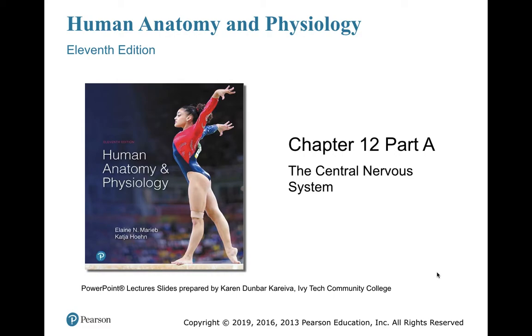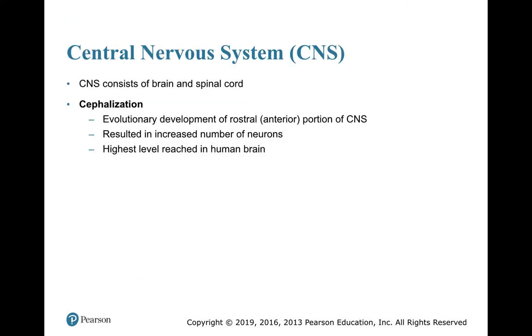We're going to take the stuff we learned about the nervous system and nervous tissue in general and look at the individual parts of the nervous system, starting with the central nervous system. The central nervous system is the brain and spinal cord. And the brain and spinal cord are common to a lot of animals in the evolutionary scheme of things.